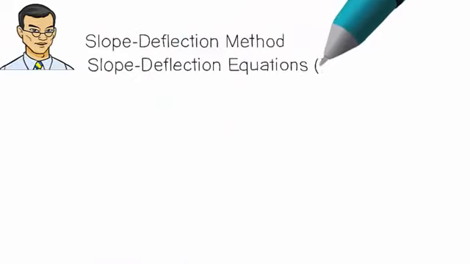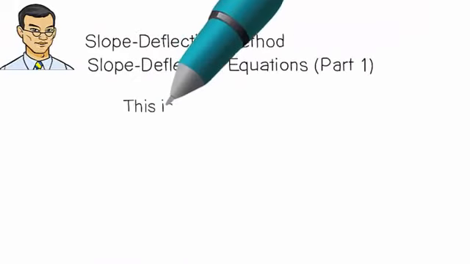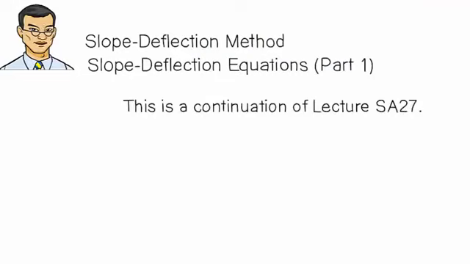Slope-Deflection Equations derivation. This is a continuation of lecture SA 27, in which we introduced and illustrated the slope deflection method for beam analysis, but left the derivation of the slope deflection equations for a later time, a task that we are going to take up in this lecture.